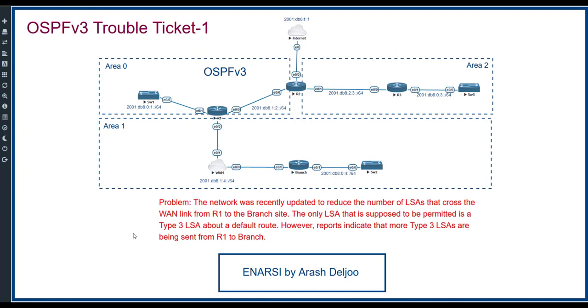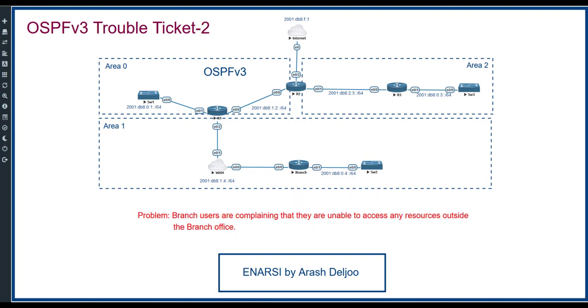Now let me talk about the second trouble ticket of the OSPF version 3 classic configuration. Now let me talk about the OSPF version 3 trouble ticket 2. The scenario or the topology is the same topology, but the problem is another problem. The problem is that branch users are complaining that they are unable to access any resources outside the branch office. This means that from this branch office, we don't have connectivity to, for example, the LAN of router 1, the LAN of router 3, or some other places in the network. We should find the reason.